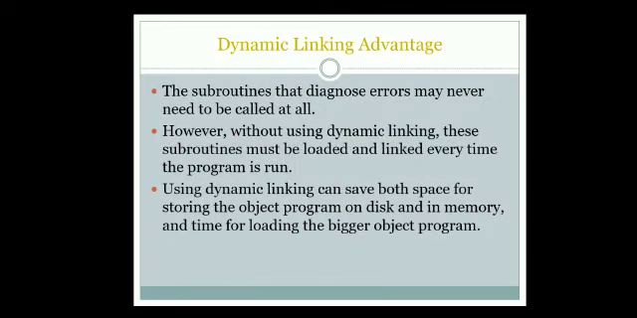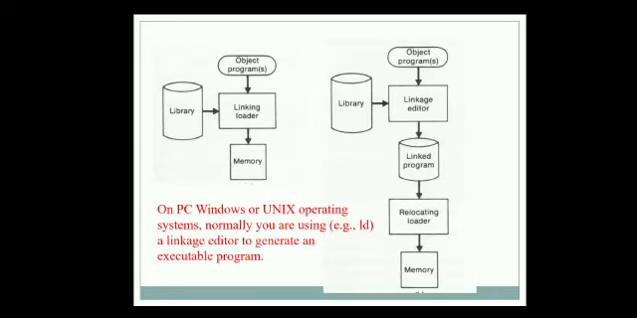The advantage of dynamic linking is that the subroutines that diagnose errors may never need to be called at all. Whatever the error, it may not be called, and without dynamic linking, these subroutines must be loaded and linked every time the program is run. Using dynamic linking, it will save space both on the disk and in the memory, and also the time for loading the bigger object program. Everything will be saved.